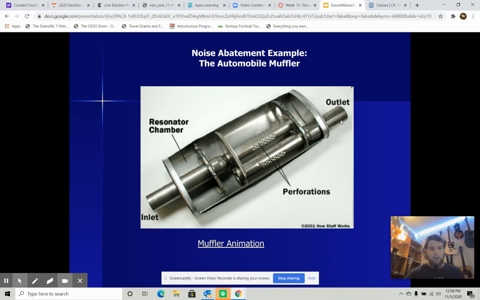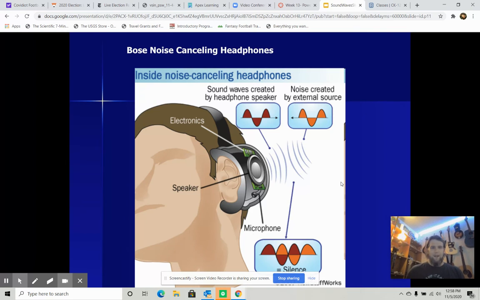Some people intentionally alter their mufflers and whatnot to make a higher sound. Don't know why, but sometimes they do. Just different things for different people. And so, have you ever heard of noise canceling earphones?